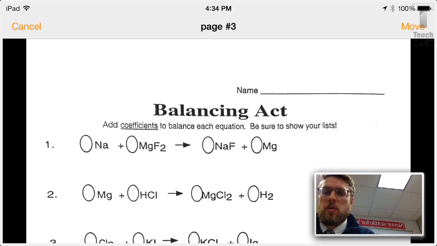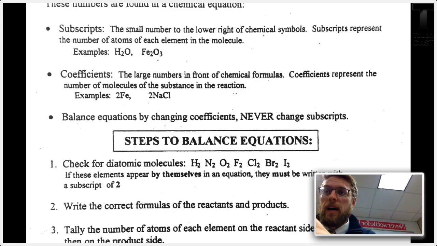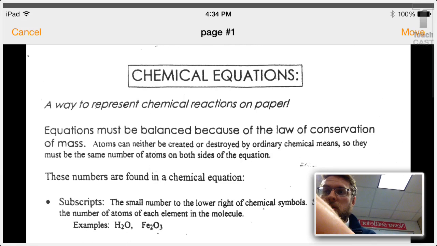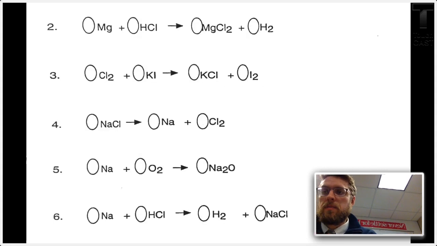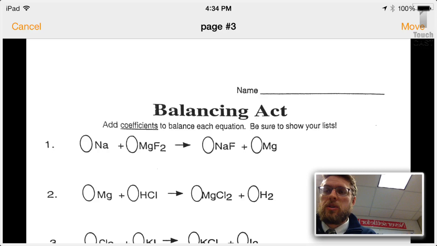Now, in order to go about balancing this, we need to follow a couple steps. We're going to look back to the page chemical equations, to the steps to balancing equations, and we're going to go through these step by step. The first thing we're going to do is check for diatomic molecules. So here we are. We check for diatomic molecules. I don't really see any.